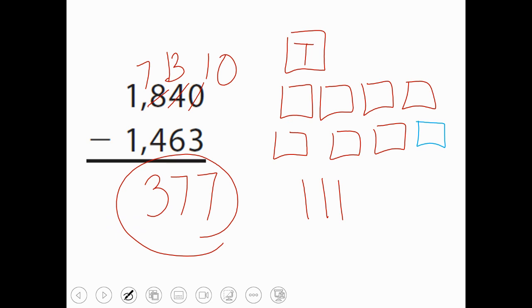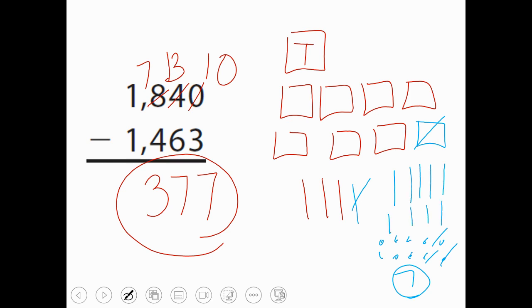So there's my 8, there's my 4, but I have to cross off one of my 10s and make it into 10 ones, because I know there's 10 ones in a 10. Then I'm going to cross off 3, and then I'm going to have 7 left. Then I go to my next place value. I'm going to still have to borrow from my hundreds. I'm going to make my hundreds, cross off my 6. So I'm going to go 1, 2, 3, 4, 5, 6, and I have 7 left there.